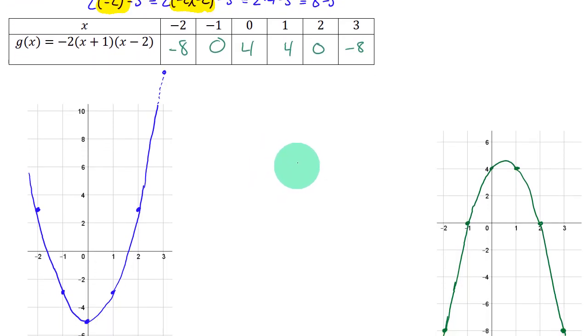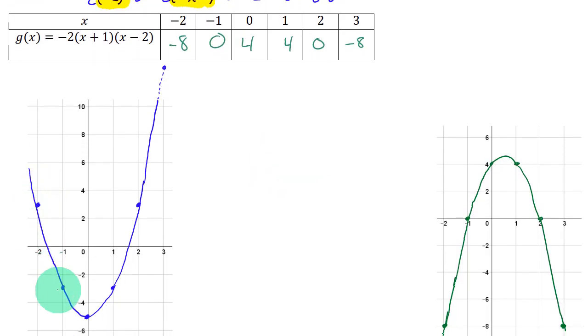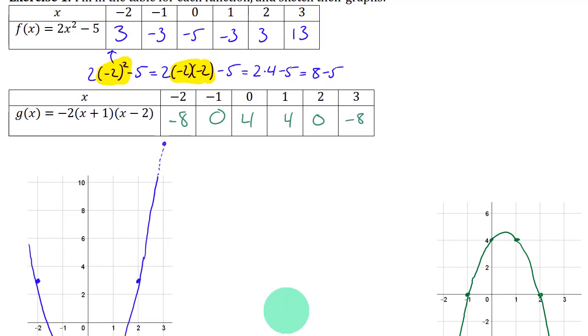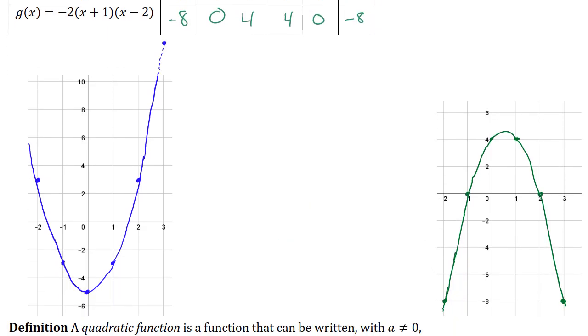When you plot those xy points, it should look like these points I have plotted, and I'm just connecting them with a smooth curve to make the graph of that function. And same thing here with g of x. We got -2, -8, -1, 0, 0, 4, 1, 4, 2, 0, and 3, -8. When you plot those points, it should look like this.